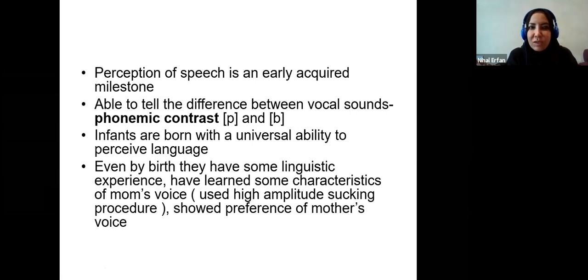So perception of speech is an early acquired milestone. So it's the ability then to tell between different vocal sounds and the contrast, the phonemic contrast. So telling the difference between P and B is a very common one, not very easy to distinguish, but depending on, again, the perception of speech. Infants are born with a universal ability to perceive language.